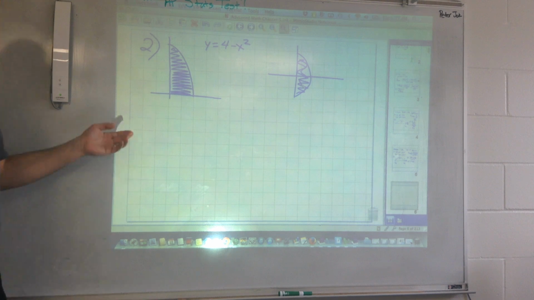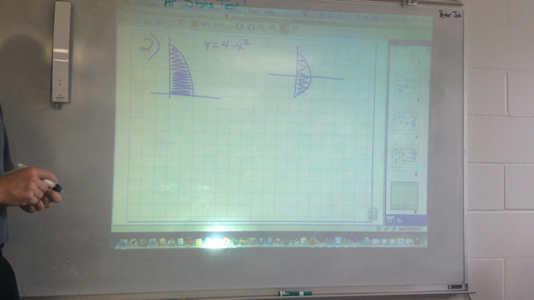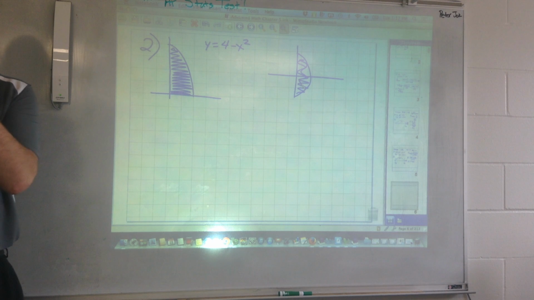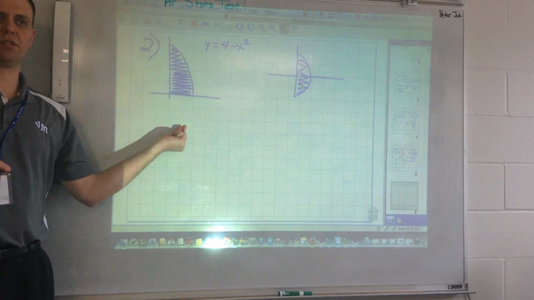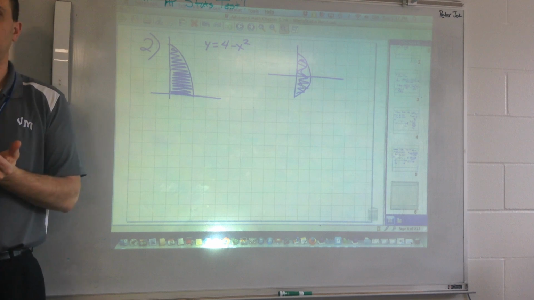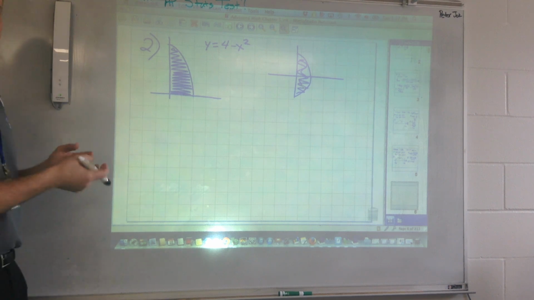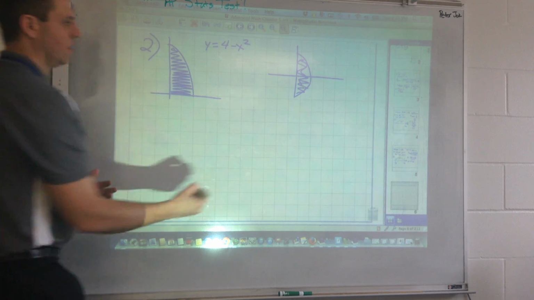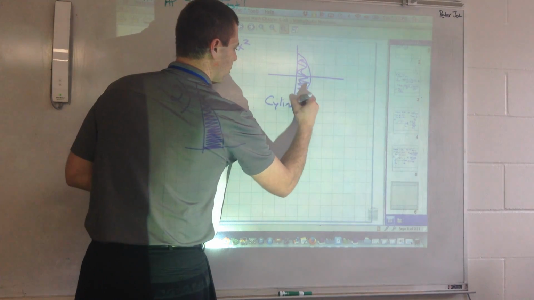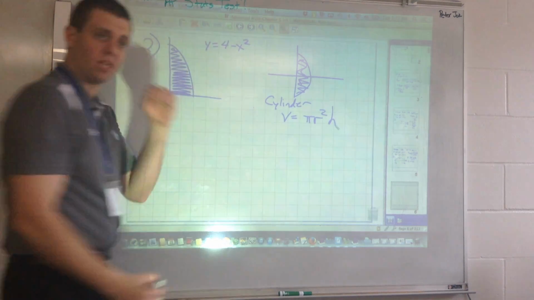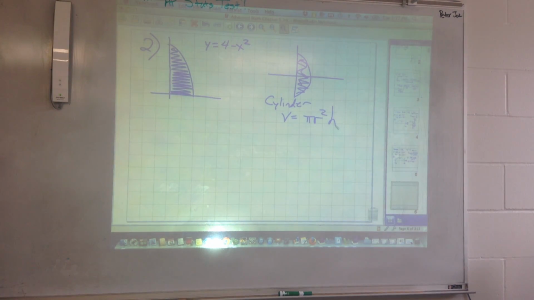Now, if you could slice it into really, really small rectangles, and rotate that rectangle, you'd get a whole bunch of cylinders. A whole bunch of cylinders. And how do you find the volume of any cylinder? Area of base times height. So cylinder volume equals area of base, so pi r squared, times the height, right?